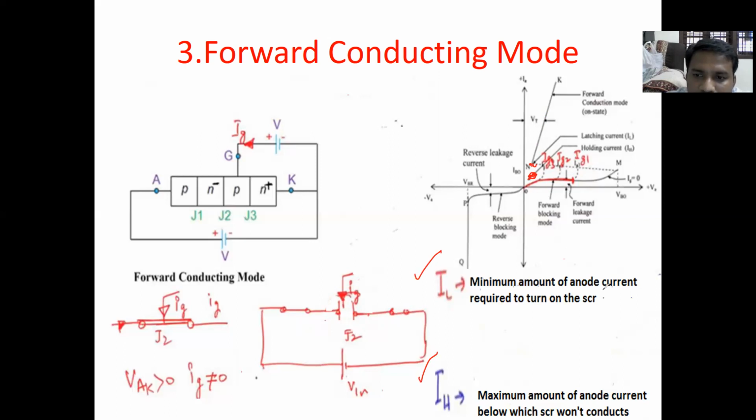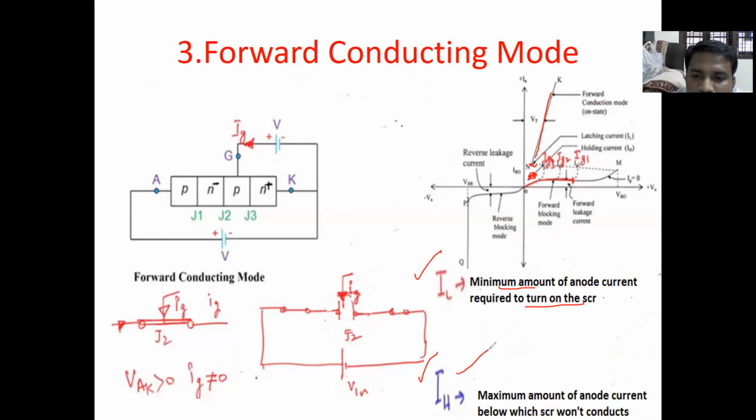Latch is nothing but to turn on. Latching current means the minimum anode current required to turn on the SCR. So here it is going to turn on, that means conduction mode is taking place. That is why it is called latching current.